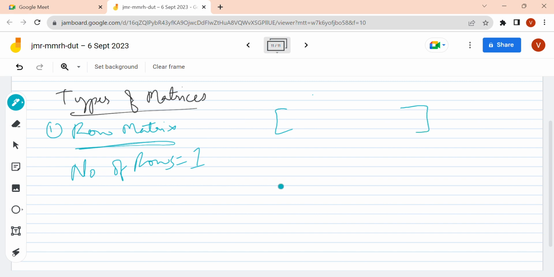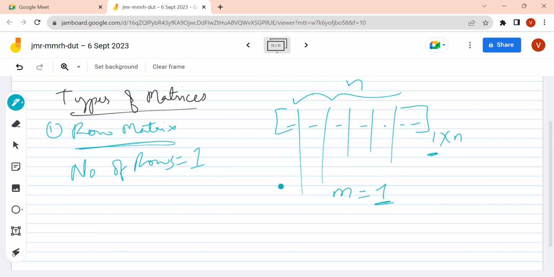The columns can be anything. It can have n number of columns, with many elements, but there is only one row. If the number of rows is equal to 1, then you call it a row matrix. Generally this row matrix will have the order 1 into n, where n is the number of columns.